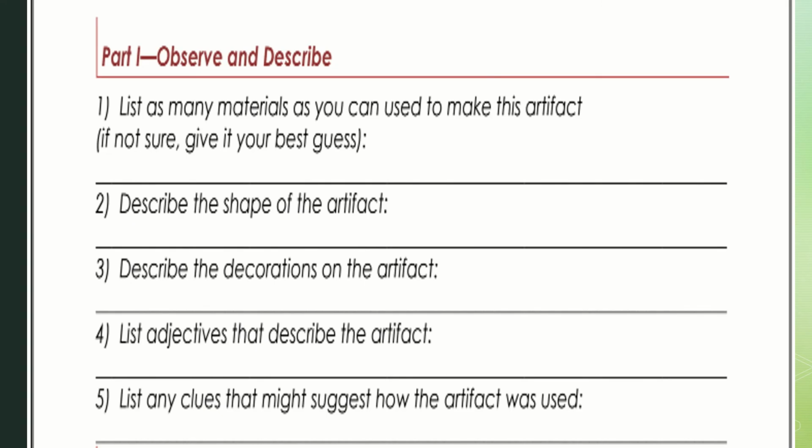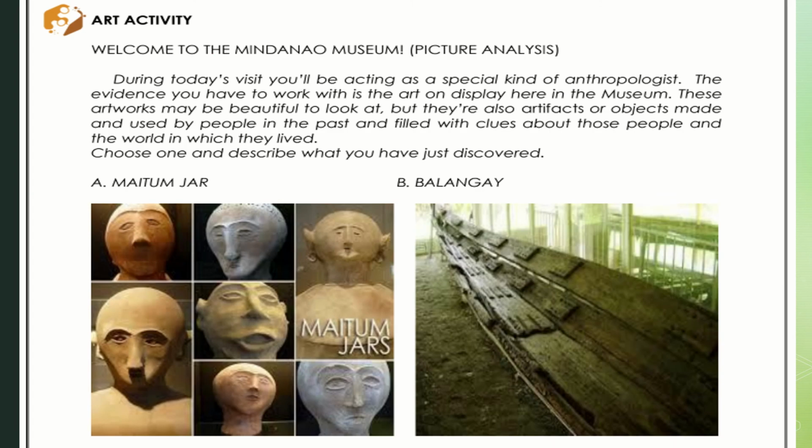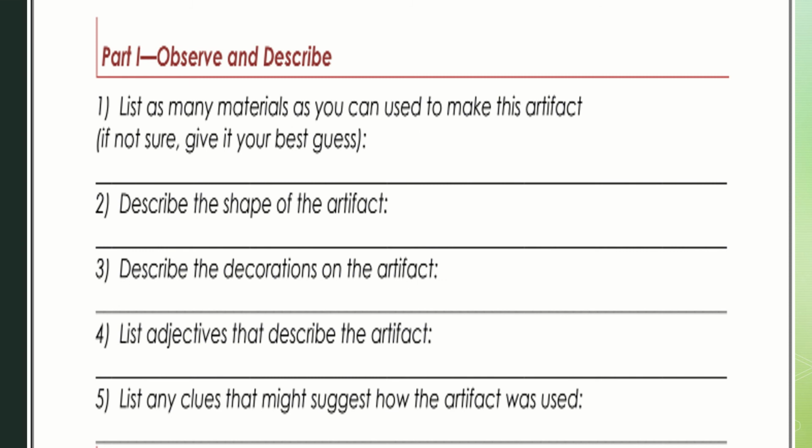Next, for the fourth, list adjectives that describe the artifact. So, how can you describe the maitum jar? Does it look like a jar, or a vessel, or a pot, or a facial jar, or whatever? Next, last, list any clues that might suggest how the artifact was used. So you can put some clues that can suggest to you how this artifact or object was used before.